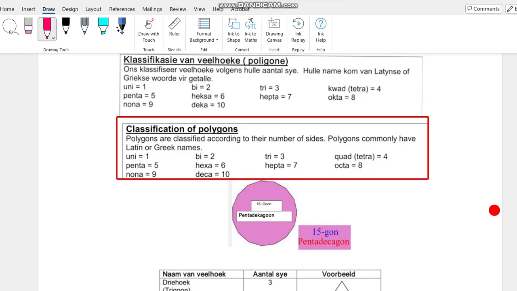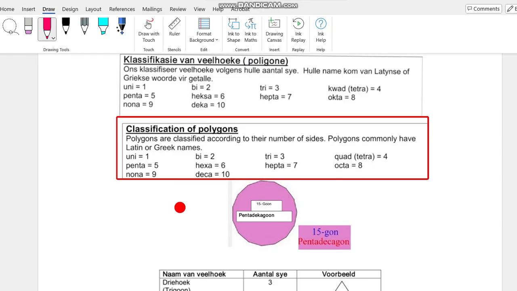A trigon, which we call a triangle, is actually a trigon. Triangle is not incorrect. It's just a Latin name therefore. A driehoek is actually a trigoon. So very interesting. So I would like you guys to do a summary of that.